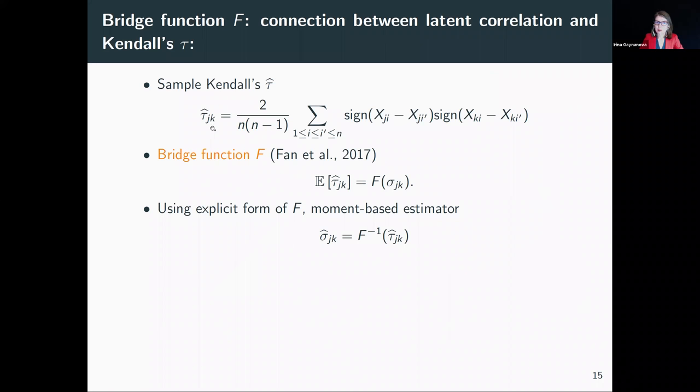So specifically, suppose we have variables j and k. Those are two variables for which we want to find the latent correlation. The sample Kendall's tau can be computed directly on the observed data based on the ranks. The bridge function, as defined by Fan, is a function such that if we take the expected value of the sample Kendall's tau, we will get some quantity that depends on the true latent correlation. And we explain this dependence through this bridge function F. And then the idea is rather simple. If you know what F is, if you know the explicit form of F, then from that moment equation, this gives you a very natural moment-based estimator, which is the inverse of F applied to the sample Kendall's tau that you can compute from the data.